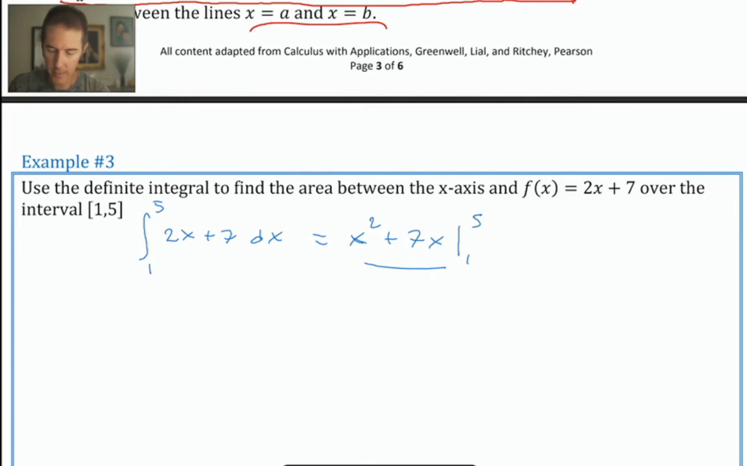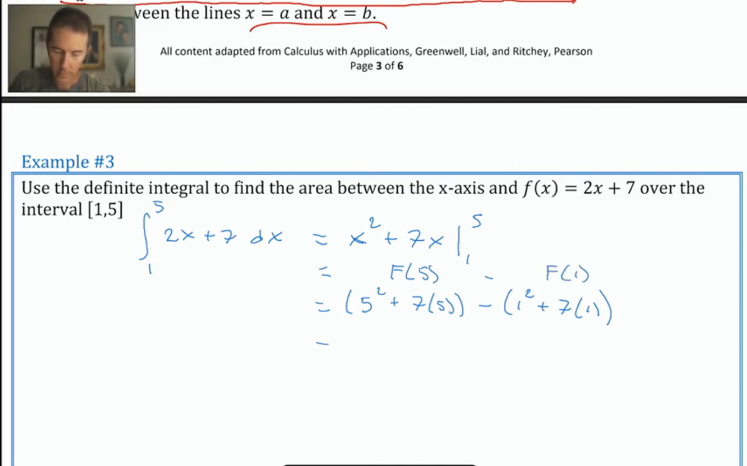So you're going to plug in a 5 into here, and you'll get, well, let's just keep going. I'll just do it quickly. This is 5 squared plus 7 times 5 minus 1 squared plus 7 times 1. So this is capital F of 5 minus capital F of 1. And then it's arithmetic. 25 and 35 make 60. Minus 1 plus 7 is 8. So that's equal to 52.